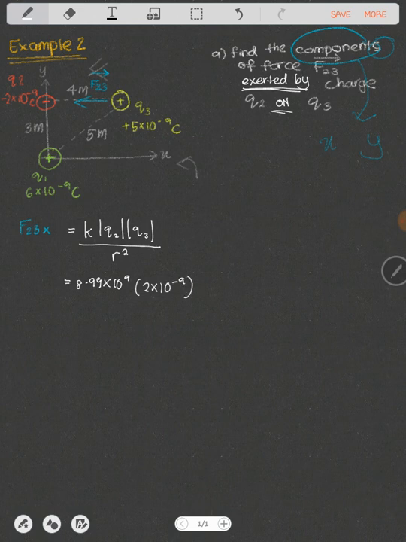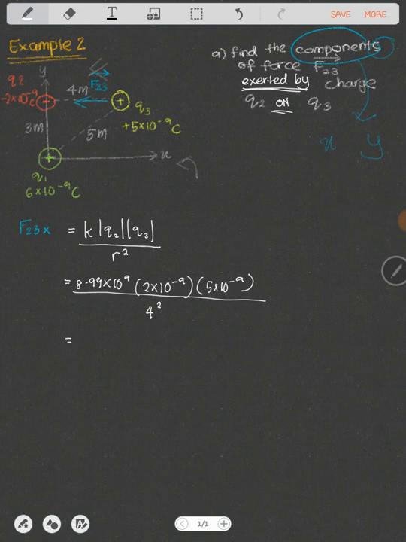If the question gives you micro, like negative 2 micro, okay, make sure you don't forget about micro, because micro is a value. Okay, it is a value, not a unit. And then times charge number 3, 5 times 10 to the power of negative 9. And then the radius, which is the distance between charge number 2 and charge number 3, is 4 meter. It is already in SI unit, which is meter, so you just put it in like this.